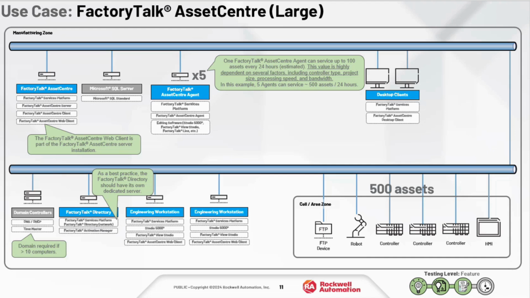Continuing on, breaking up the different workstation computers here with your FactoryTalk agent computers, desktop clients, and engineering workstations. Again, you can have all these things co-located on the same computer. The main reason why they separate this is so that the agent has as much processing power as it needs to be able to hit that 100 assets per 12-hour line that we were talking about earlier.